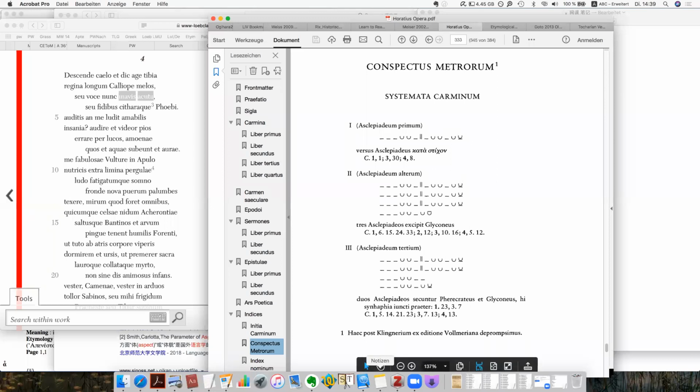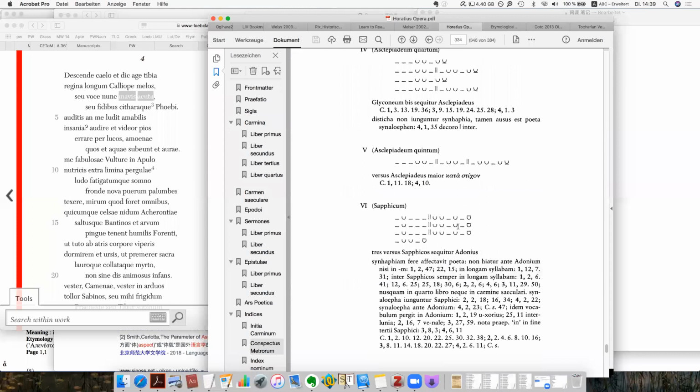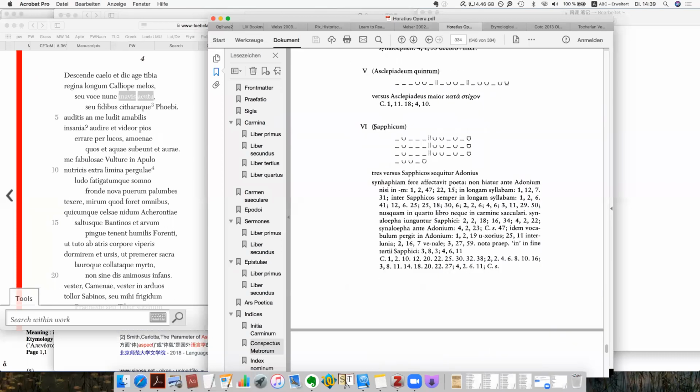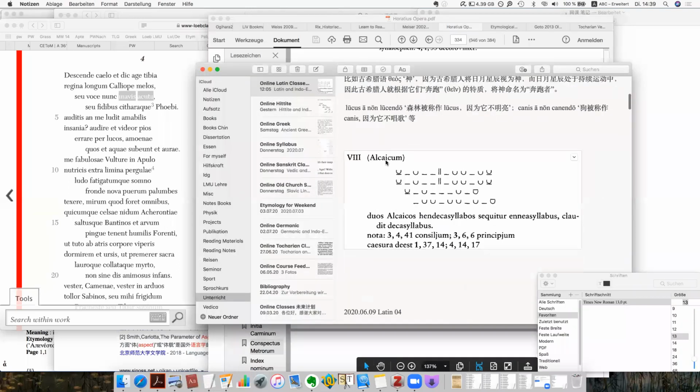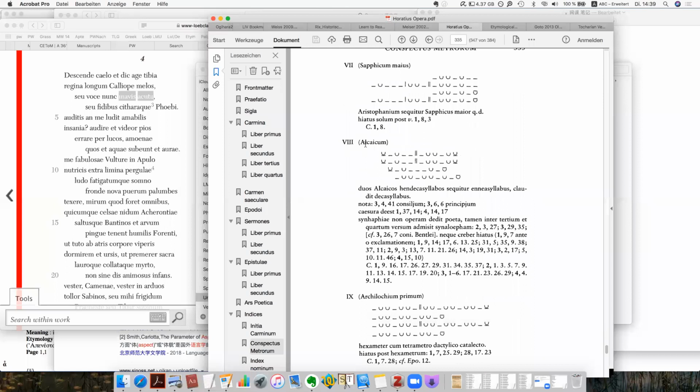So for our poem, you can see here, this is a name. It's called Asclepiadeum primum. It looks like this, and it is used for these poems. And then there's another Asclepiadeum, used for these poems, and so on. There's also a meter called Sapphicum. It's from Sappho, right? And it is used for these different poems. And our poem is called Archilochium, and that is also from the Greek name Archilochos. It's also a famous author.